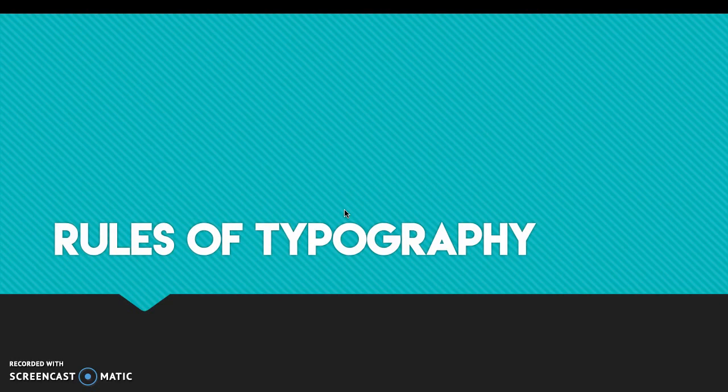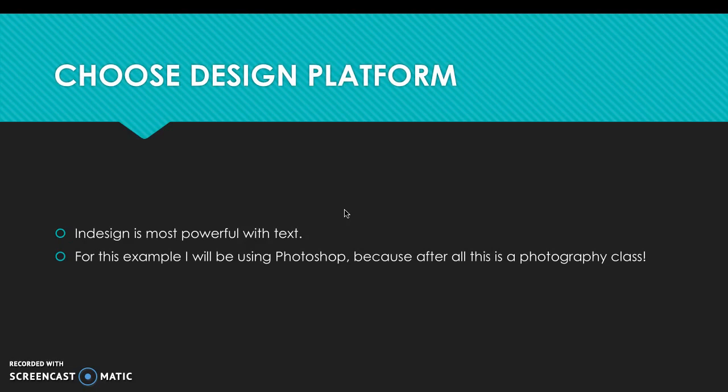Now, the rules of typography are vast. There are so many different concepts, but for today I'm just going to strip it down to the simplest steps that I can, and here we go. The first thing you're going to want to do is choose your design platform. I do think that InDesign does best with text, but for this example I'm using Photoshop just because that's what we've been working with all semester.